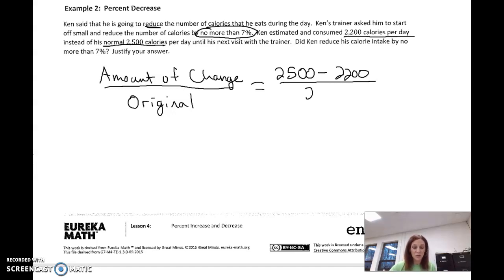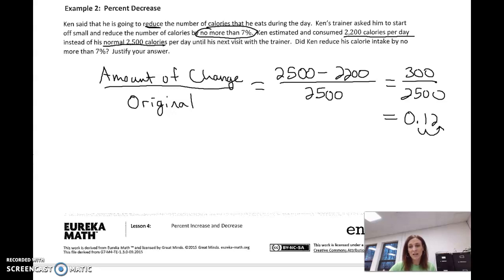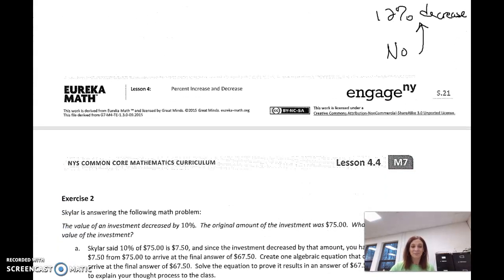His normal, 2,500. All right, so this ends up being 300 divided by 2,500. If you grab a calculator and divide that, you get 0.12. And if you change it to a percent, you move it over 2 places, and you get a 12% decrease. So if we make sure we're answering the question being asked, it said, did he reduce his calorie intake by no more than 7%? No, he decreased it by 12%.